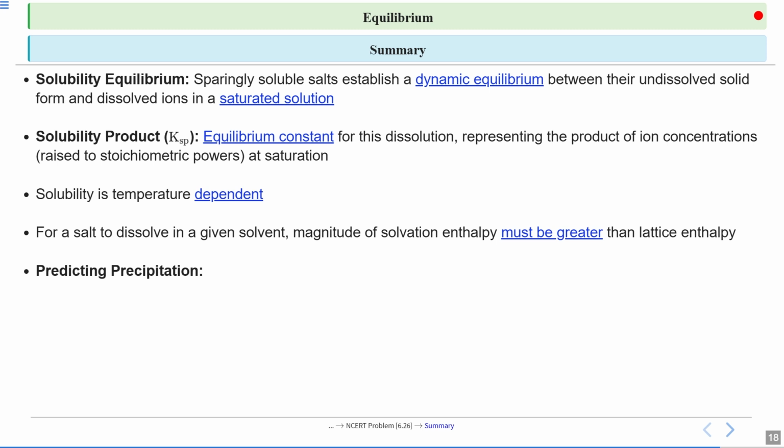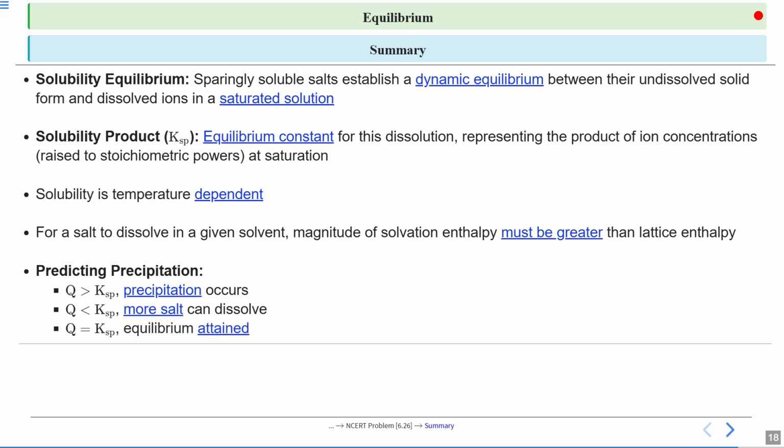Further, if you want to predict the precipitation, it's very easy. If your Q is greater than Ksp, precipitation will occur. If it is less than Ksp, then precipitation will not occur. Instead of that, more salt will get dissolved into the solvent. And third, if both are equal, then the equilibrium is attained and no further change is seen in the concentration of the ionic species. So there is a state of dynamic equilibrium.